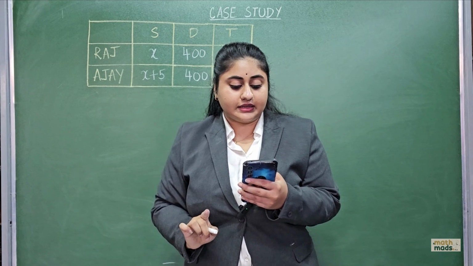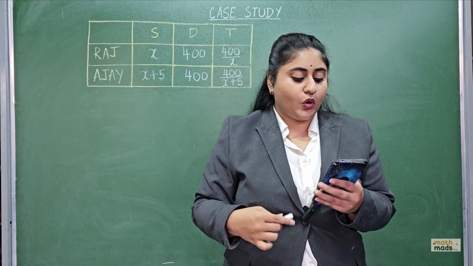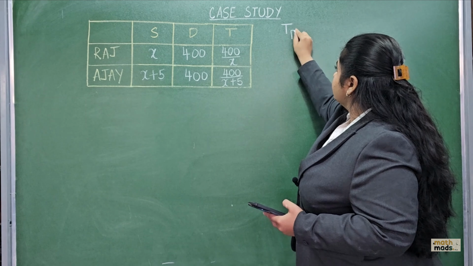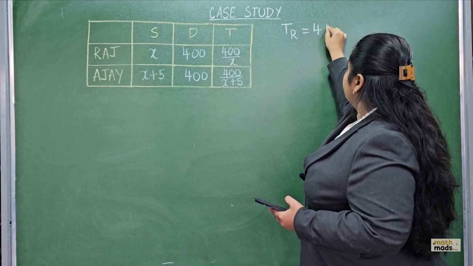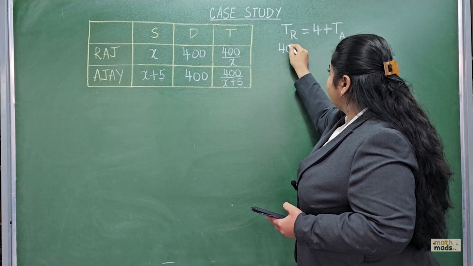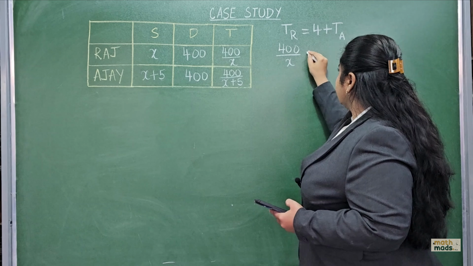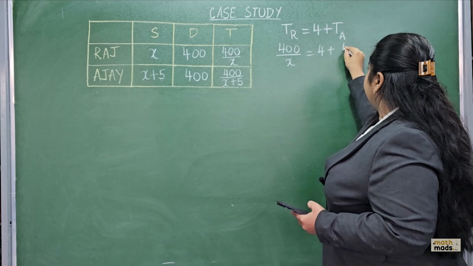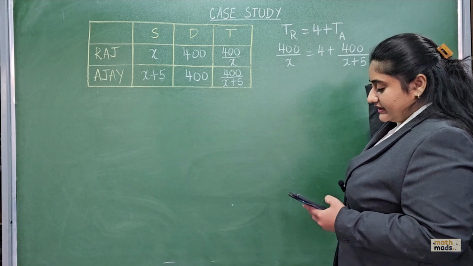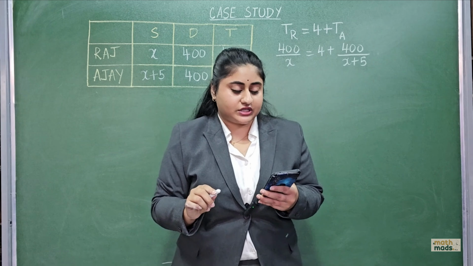We also know one thing, that Raj took 4 hours more than Ajay to complete the journey. So time taken by Raj is 4 hours more than time taken by Ajay. So just substitute what we have. 400 by X is equal to 4 plus 400 by X plus 5. Let's keep it like this only for timing. Let's see what is the first question.